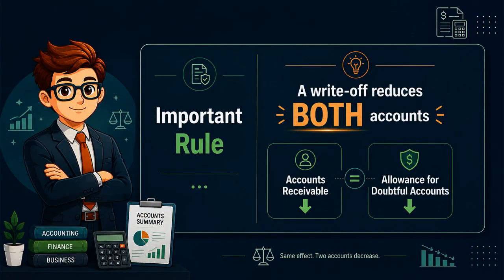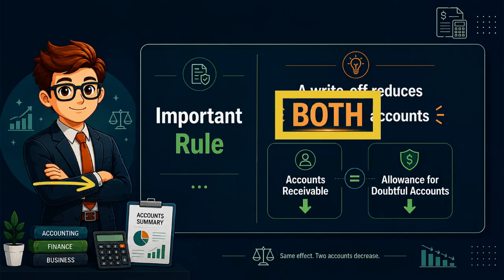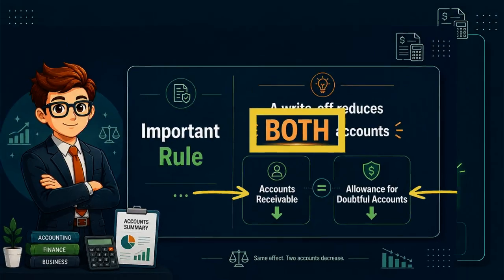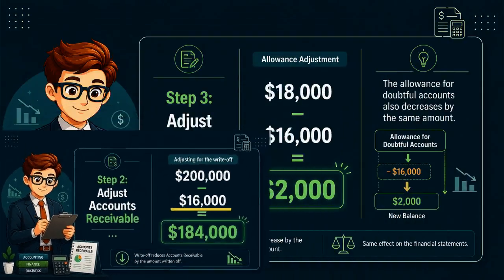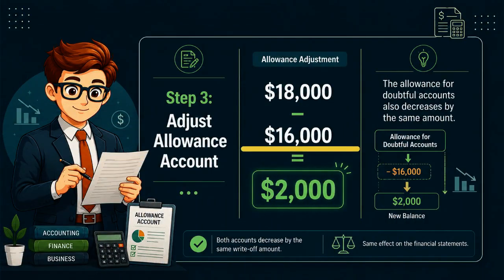This is the key rule students forget. A write-off decreases both accounts receivable and the allowance account. Accounts receivable decreases by $16,000. The allowance for doubtful accounts also decreases by the same amount.